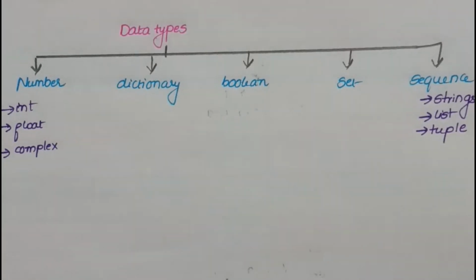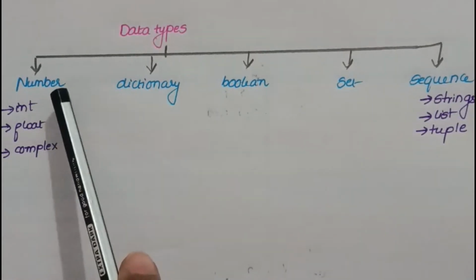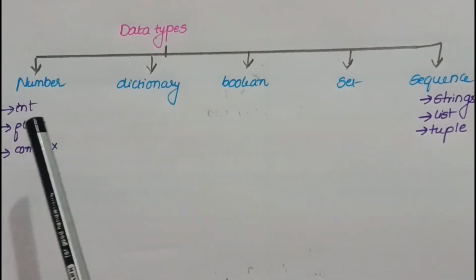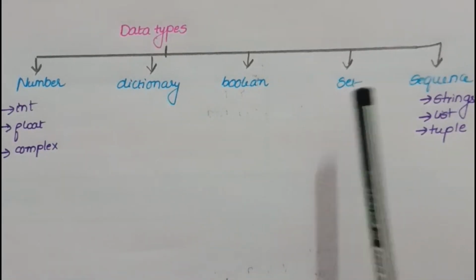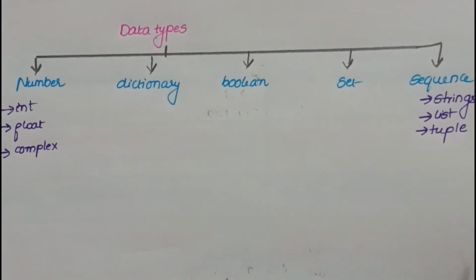If we sum up all the data types available in Python, this tree shows every data type available in Python. Number: under number we have int, float, complex data types, then dictionary, boolean, set, and sequence. Under sequence we have strings, list, and tuple.